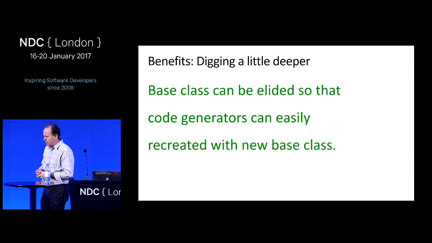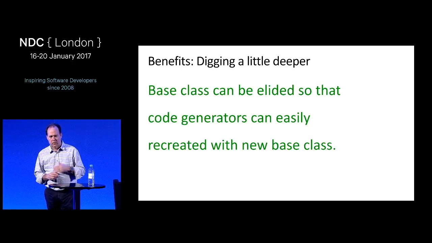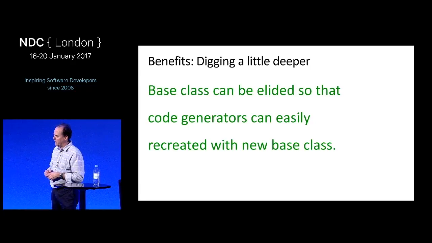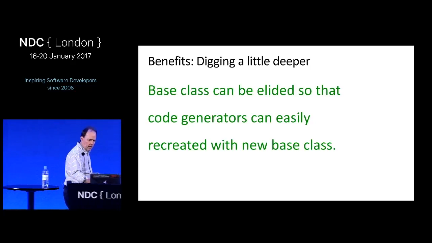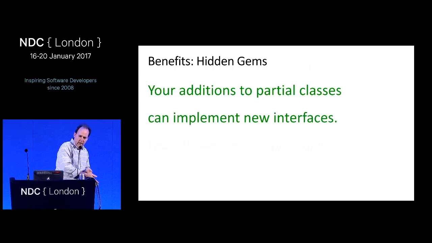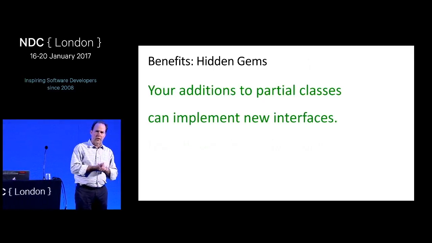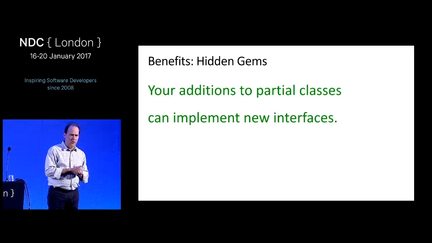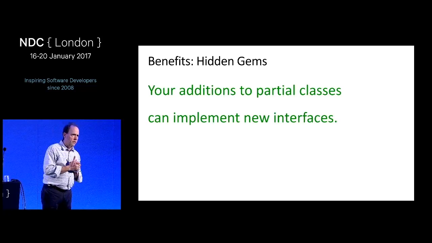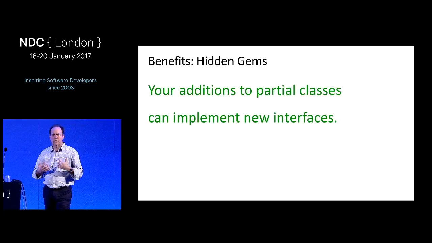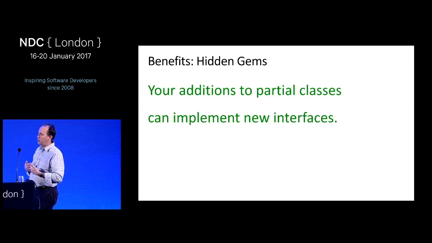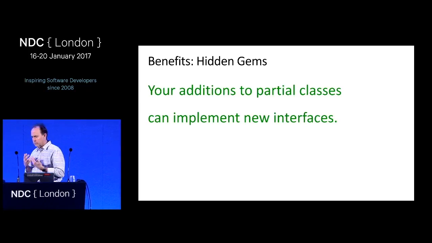The first thing I would recommend is don't declare the base class on your implementation for a partial class, because tools can change. The hidden one that I really like is that because your additions to a partial class can implement new interfaces, it provides a much, much easier way to build test harnesses around tool-generated classes. So let me show you what I mean.